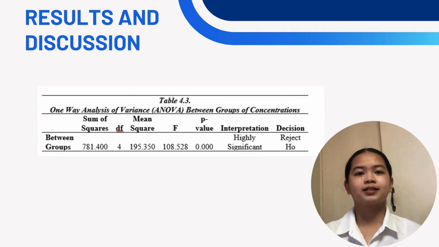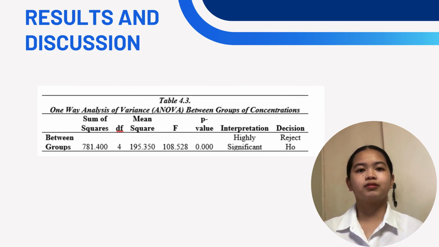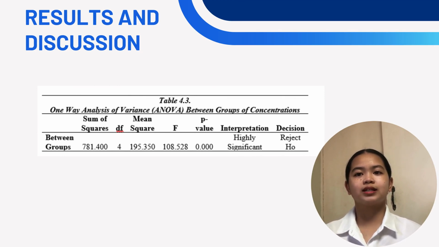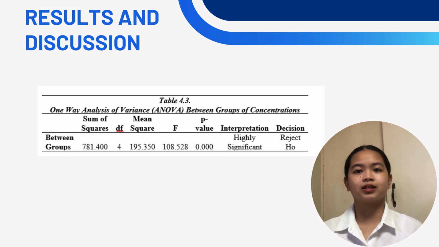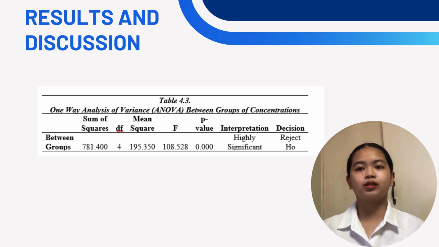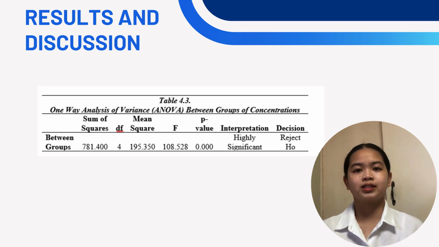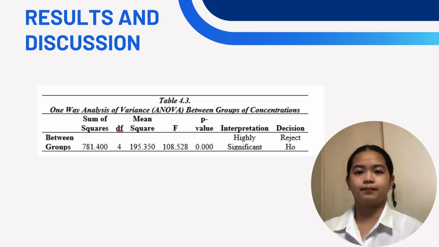The table exhibits a statistical analysis using a one-way analysis of variance, in which the p-value obtained between groups of concentration is p less than 0.05. It exhibited there is a highly significant difference between the anti-angiogenic activity of Santan leaves ethanolic extract at concentrations 25%, 50%, 75%, 100%, and negative control. Since p is less than 0.001, the null hypothesis is rejected.